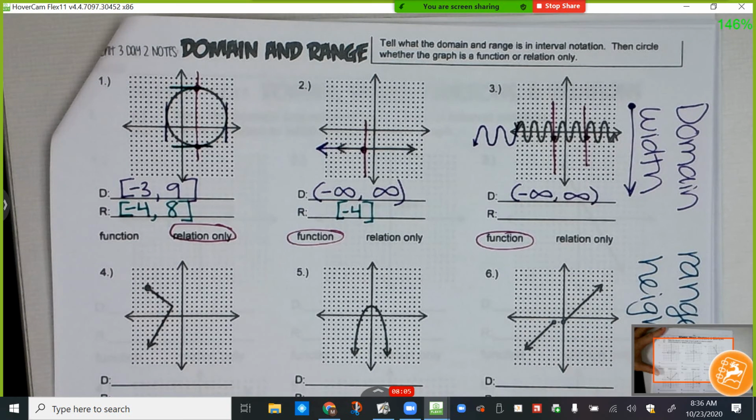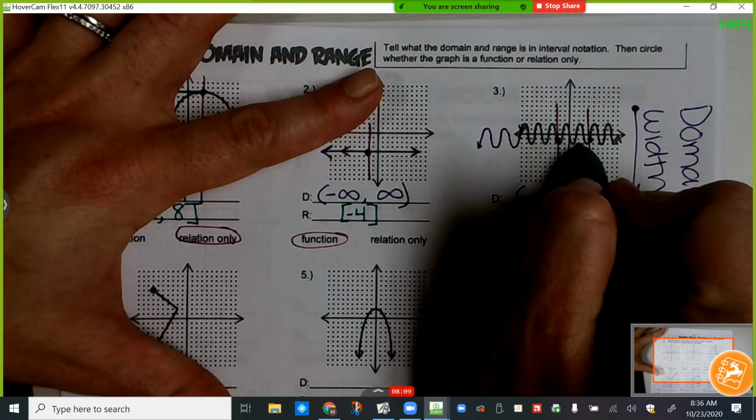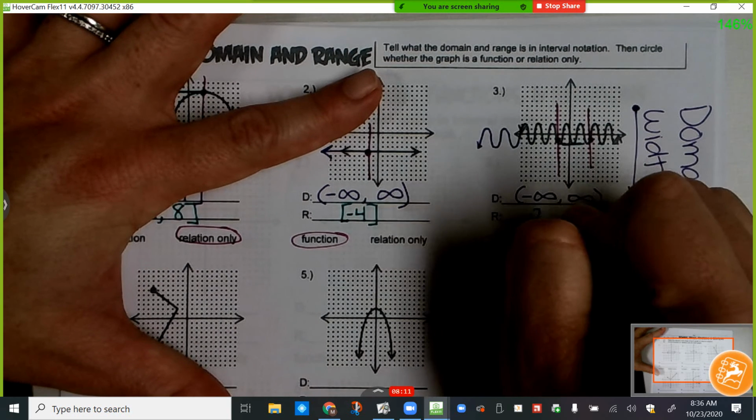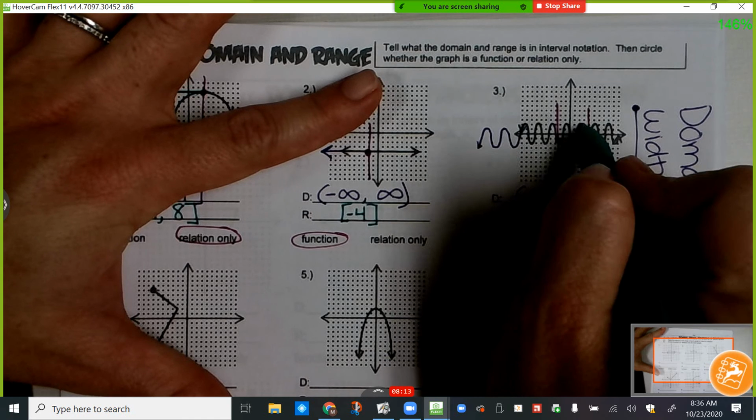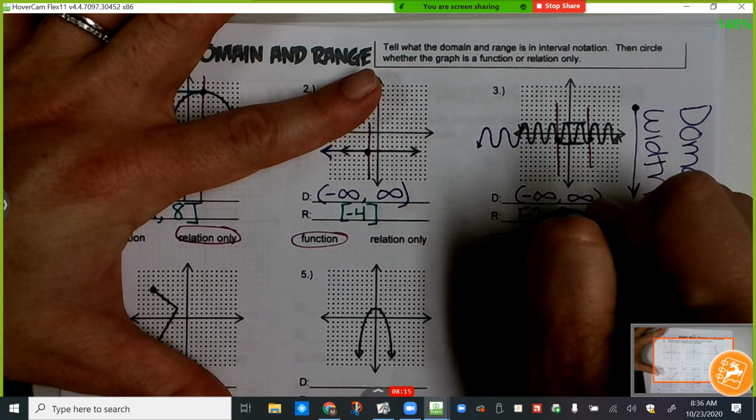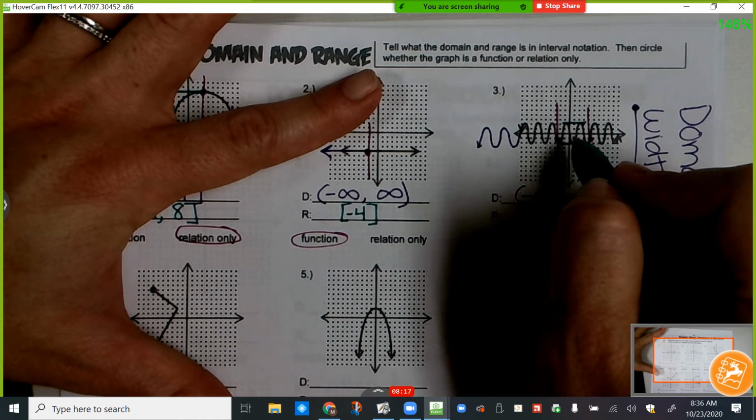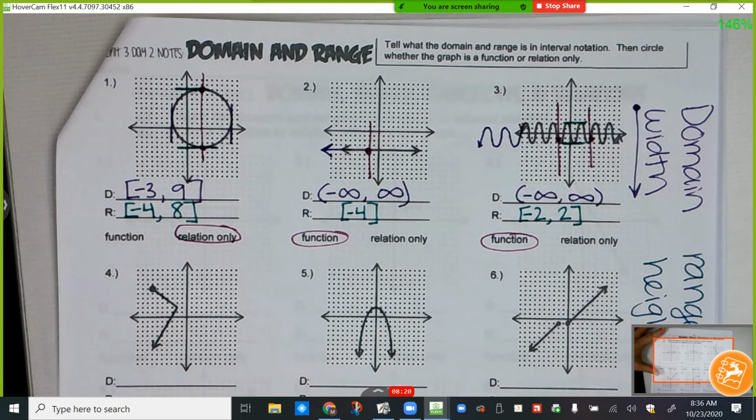Now, height-wise, what is the lowest it goes? Negative 2. And what's the highest it goes? It's 2. I know it's confusing with these dots. Any questions with that?